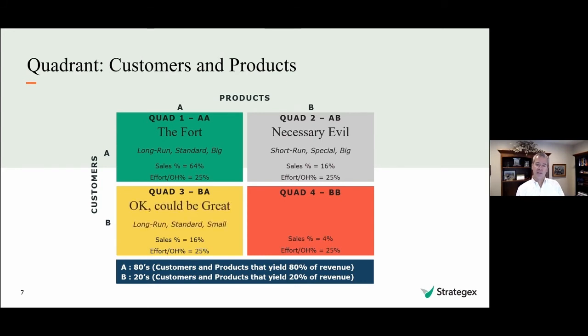In quad 3, this is okay, but could be great. These are long run, similar products sold, a lot of the same products in quad 1. They're standard, but it's sold to small customers. We'd like to keep this business. We just want to have less organizational effort to keep this business. And in quad 4, we affectionately call this the crap, which is can't realize a profit. These are short run, special products sold to small customers, a lot of complexity, again, only 4% of the revenue.